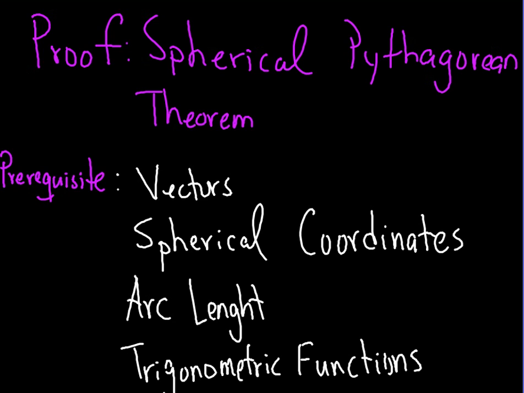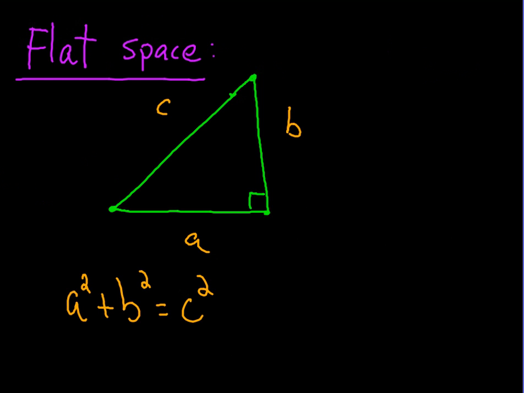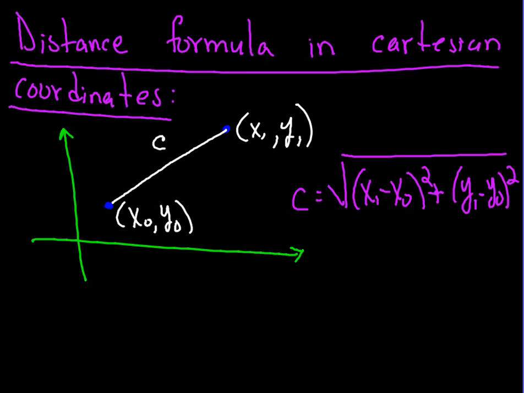So let's get started. In ordinary flat space, if we have a right triangle, we know that the Pythagorean theorem says that the square of its base added to the square of its height will be equal to the square of the hypotenuse. And as a consequence of this, we can find the distance between two arbitrary points in the Cartesian plane just by having the coordinates of each point.